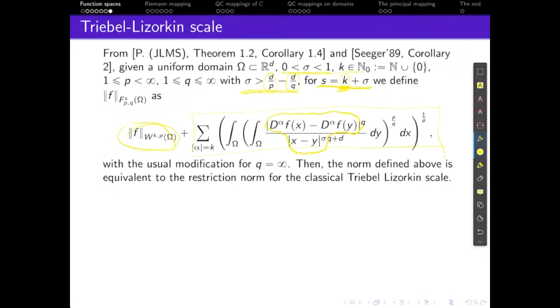Now you raise this to power q, and you take the integral, and you need to make all the scales have the same importance in this way, dividing by |x minus y| to the power d. Then you take also the L^p norm in the x variable, and this is the semi-norm for the Triebel-Lizorkin scale. As you see, it's quite clear that Triebel-Lizorkin is to Sobolev exactly what Hölder is to differentiability classes.